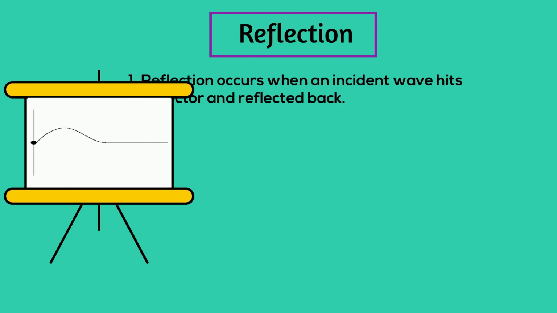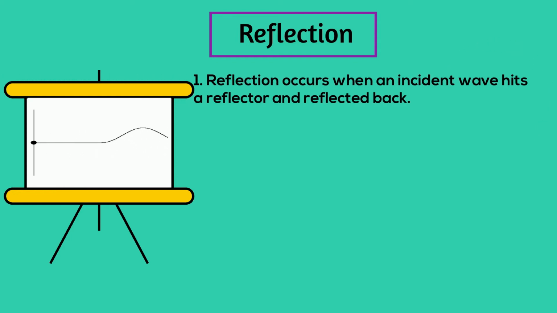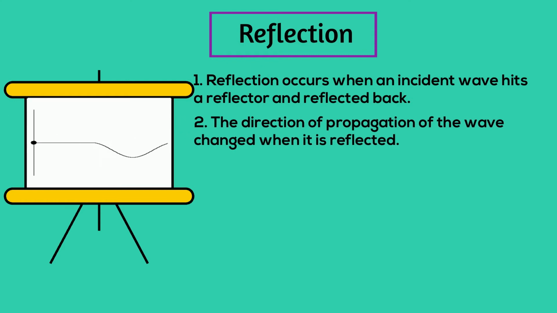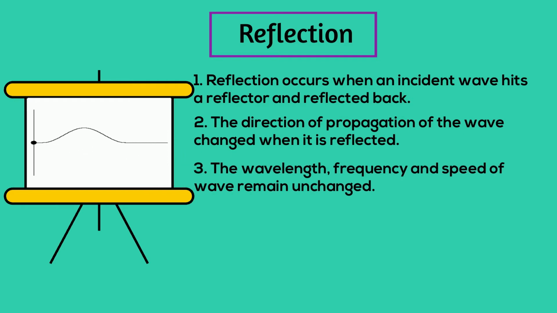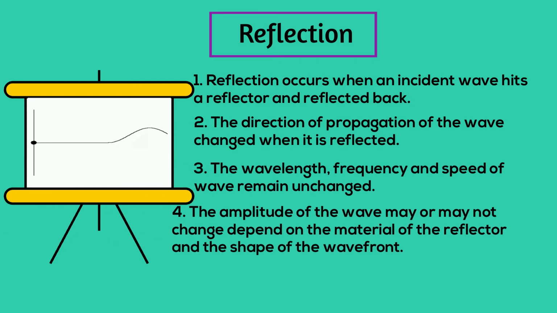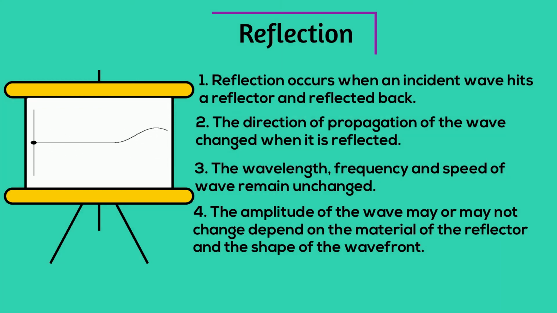Reflection. Reflection occurs when an incident wave hits a reflector and is reflected back. The direction of propagation of the wave is changed when it is reflected. The wavelength, frequency, and speed of the wave remain unchanged. The amplitude of the wave, however, may or may not change depending on the material of the reflector and the shape of the wave front.